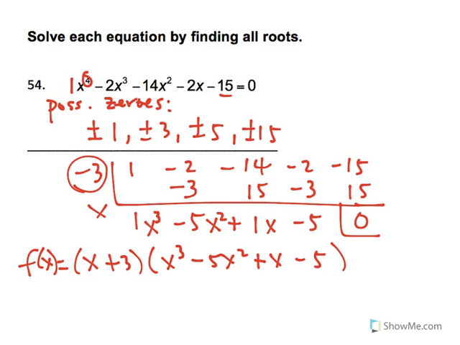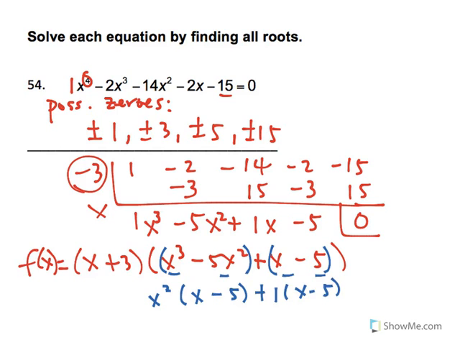From here, we can go ahead and use grouping to finish the problem. So we're going to group the first two and group the last two and factor out the common terms. In between these first two terms, we have x squared, so we're going to factor that out. We have x minus 5 plus, there is no common factor between x and 5, so we're going to just factor out 1, and we have x minus 5.